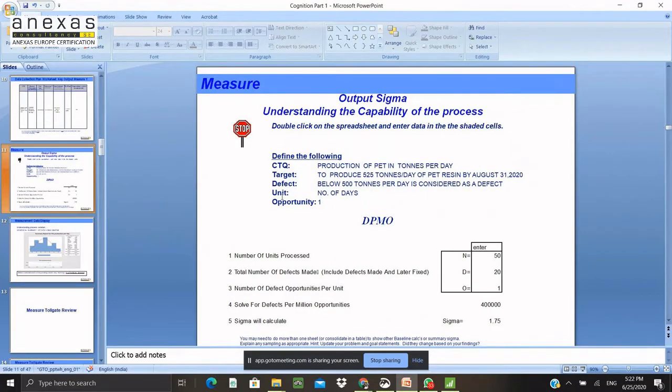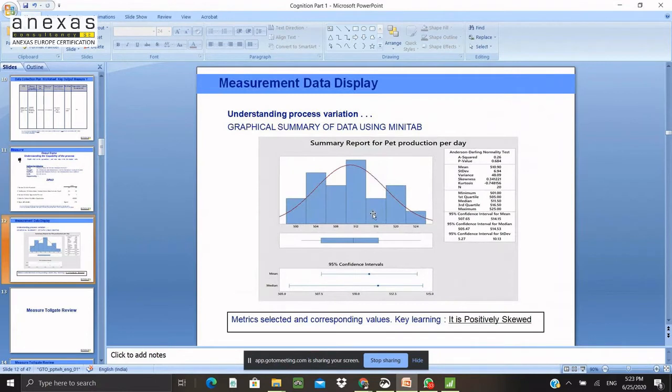This is the measure phase, where we can calculate the sigma level of the process, and this is the histogram plot. Actually, you saw this one yesterday. We just mention PET production per day, and we get a plot like this for the various days.